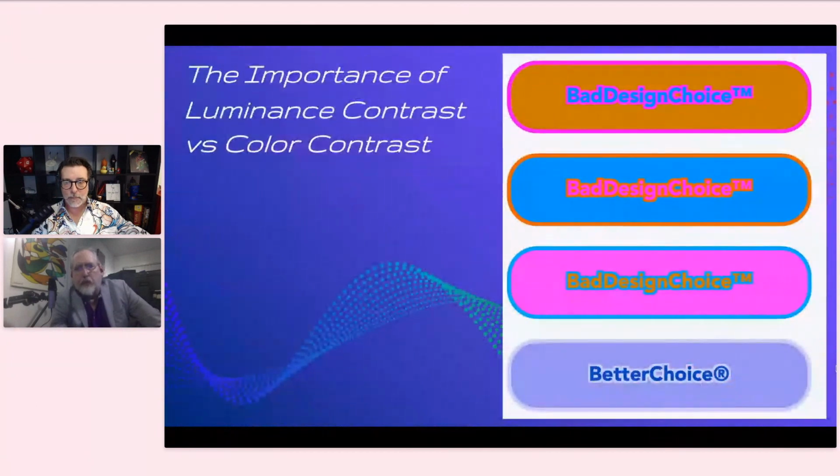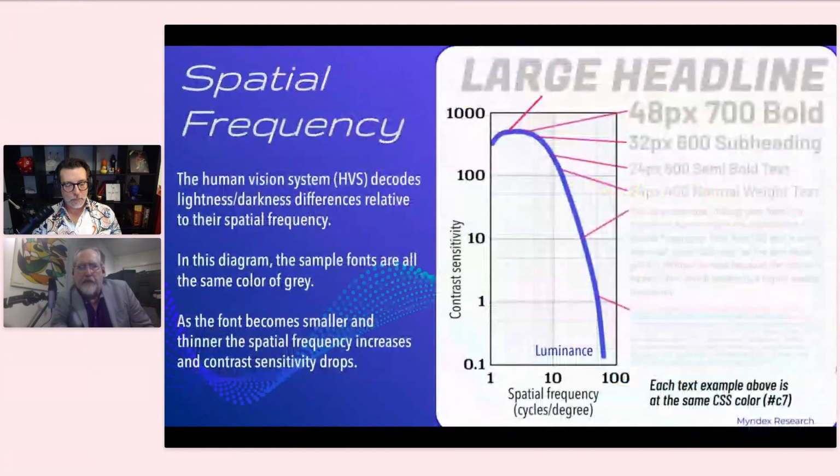And so we can see the importance here, like a bad design choice. The top three are examples of high color contrast, but no luminance contrast. And the bottom one is a high luminance contrast with no color contrast. We need luminance contrast and not color contrast to see fine details, and particularly for things like text, which is a very fine detail.